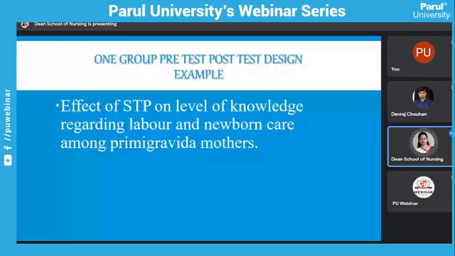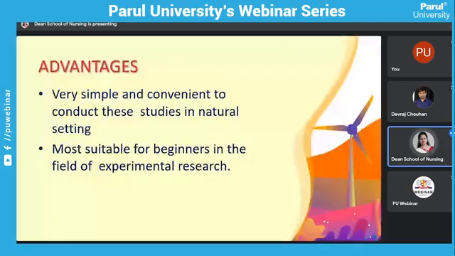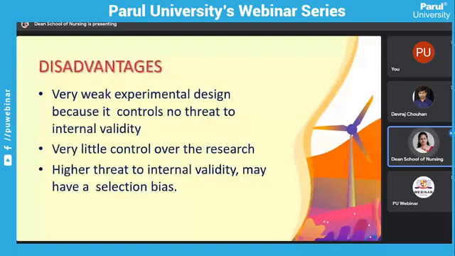The advantage of this is that it's very simple and convenient to conduct these studies in natural settings. It is more suitable for beginners in the field of experimental research. Disadvantage: it's very weak because it controls no threat to internal validity. Very little control over the research. It has a higher threat to internal validity and may have selection bias.